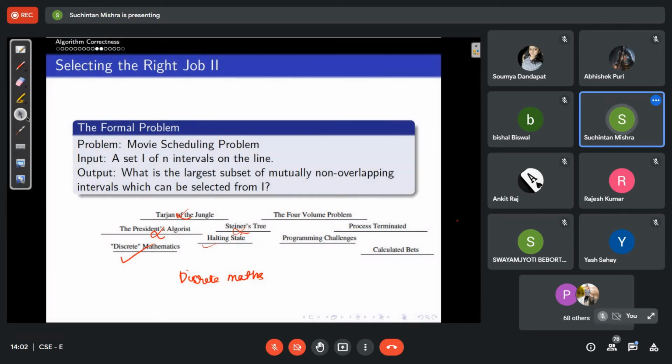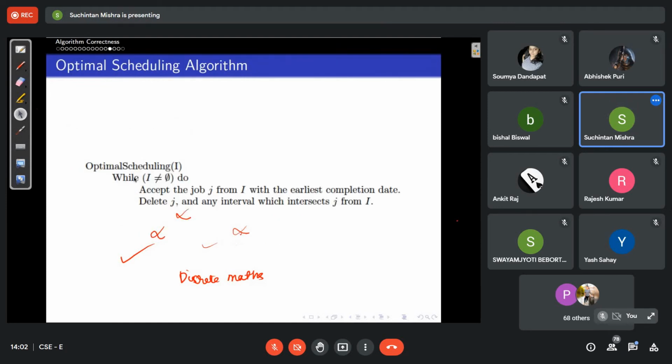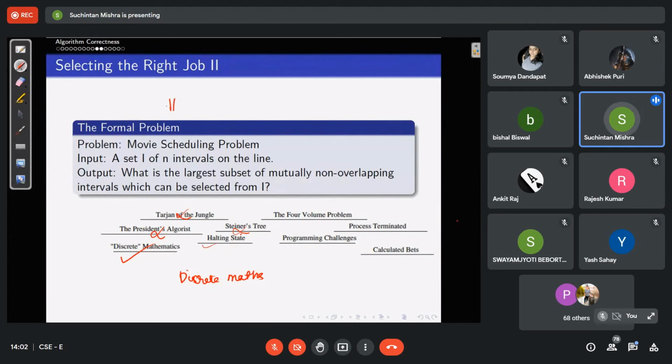So if you consider these two algorithms, what can be the counter examples for these two? So yes, I give you this as a homework. Think and come up with counter examples to prove that earliest job first and shortest job first are completely wrong.